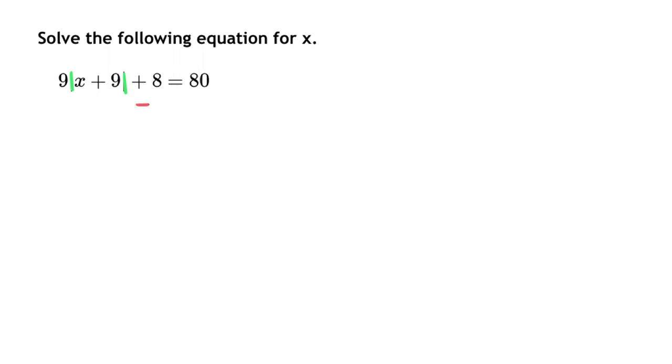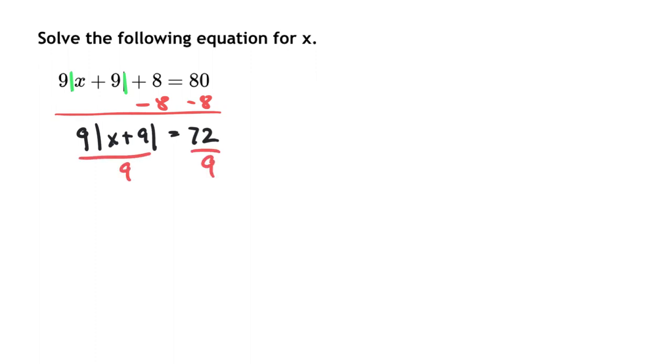So we're going to first start by subtracting 8 to get this absolute value term alone. So you have 9 times the absolute value of x plus 9 is equal to 72. And then you're going to divide by 9 on both sides, because that cancels out those 9s. And so now we have the absolute value of x plus 9 is equal to 8. This is now isolated. You have your absolute value alone.